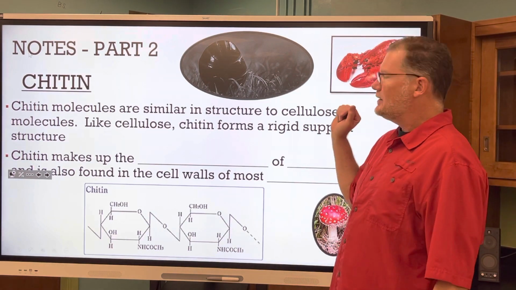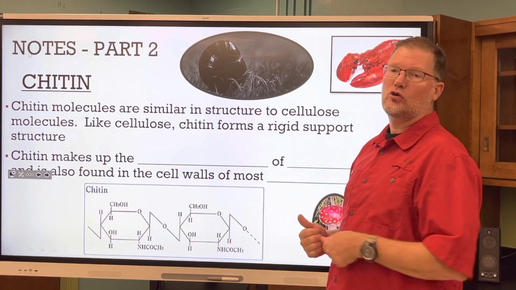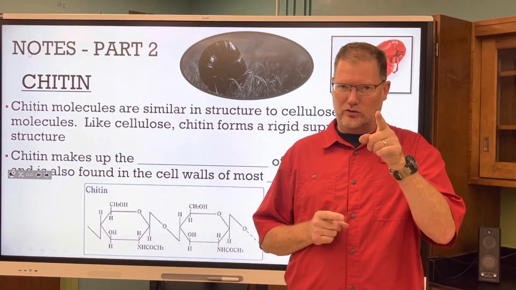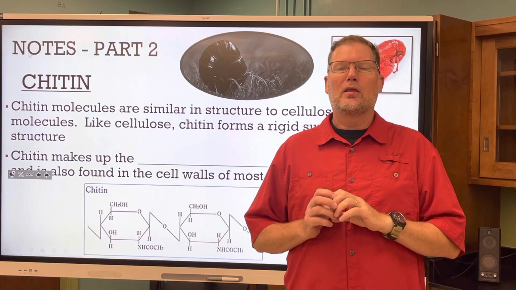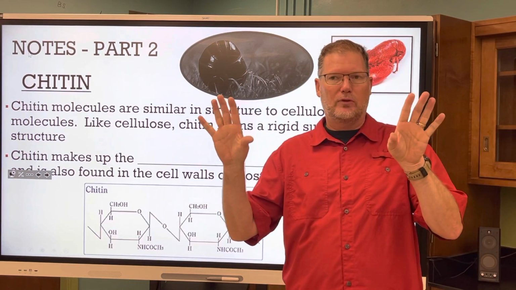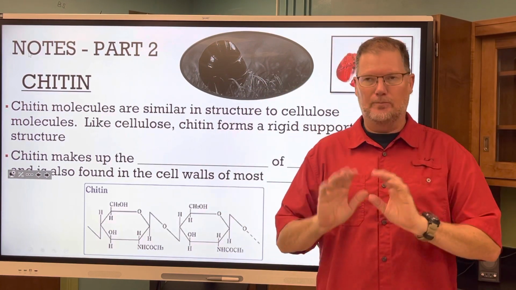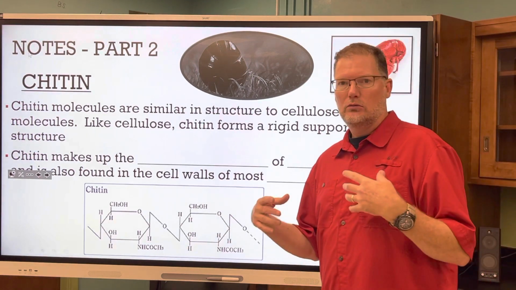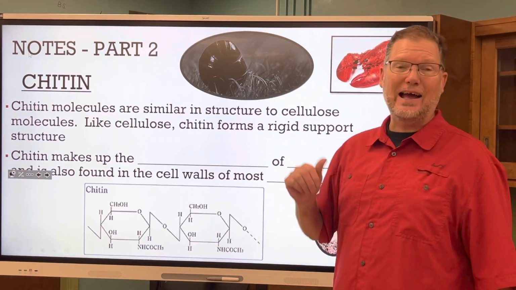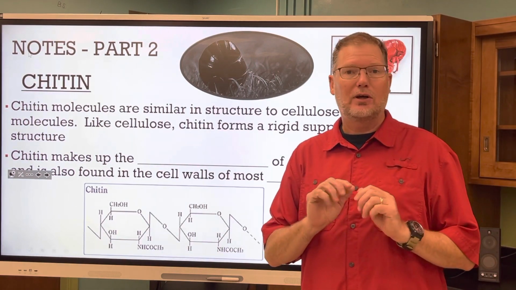So chitin. Chitin is similar in structure to cellulose. If you remember what cellulose is, and you should because you looked over your notes, cellulose was those glucose molecules that made a sheet. So a chain on top of a chain on top of a chain, making a sheet that makes wood strong and plants strong, okay? Well, chitin is very similar, but chitin is in animals, not plants.